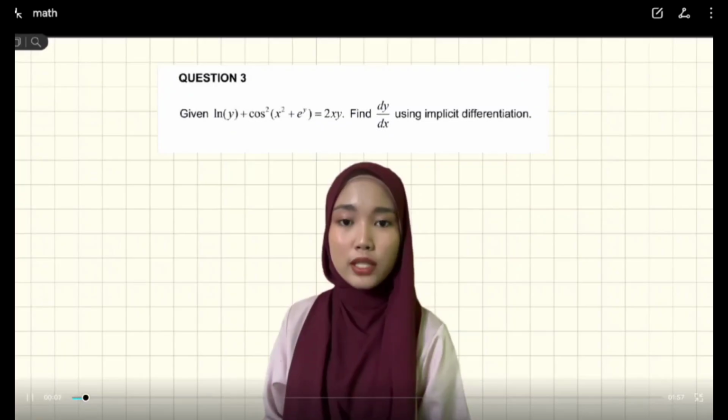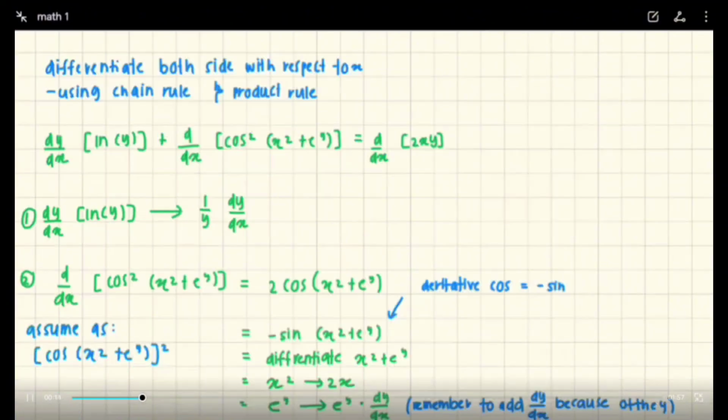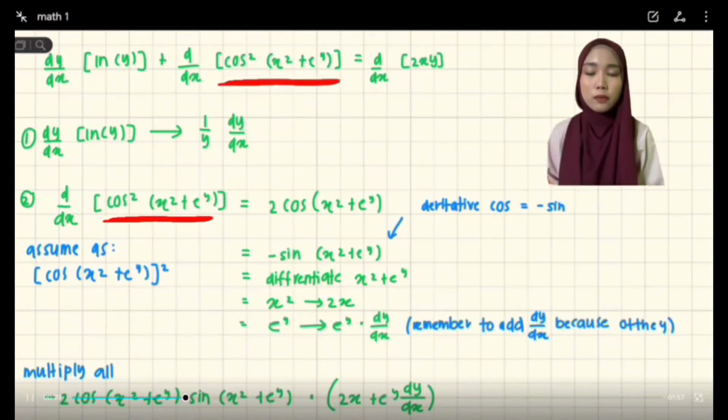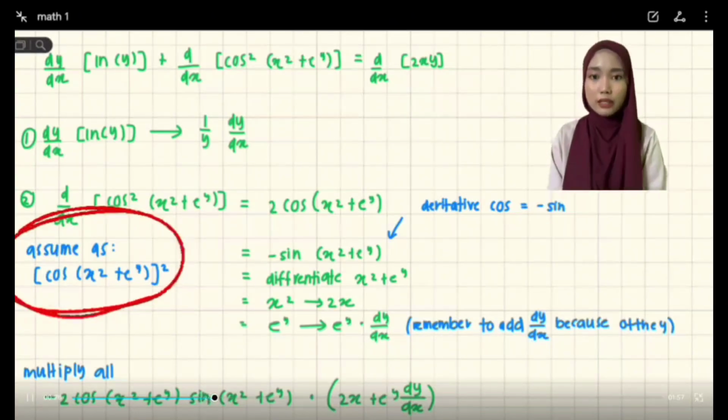Now, let's move on to question number 3. First, we must differentiate both sides with respect to x using the chain rule and product rule. This term becomes 1 over y dy over dx. This term requires multiple layers of chain rule. So, we must think of this.